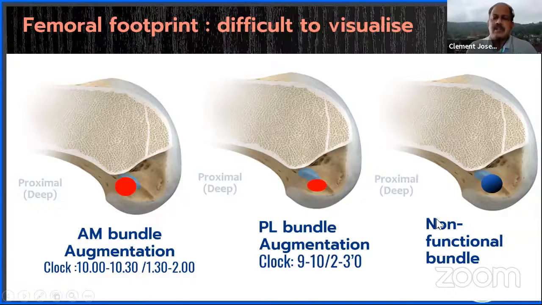And if you're sure that whatever remaining bundles are not functional, you may want to go for the traditional ACL tunnel on the femur, but just make it without damaging too much of the remnants. So these are the technical challenges and tips on making the femoral tunnel here.